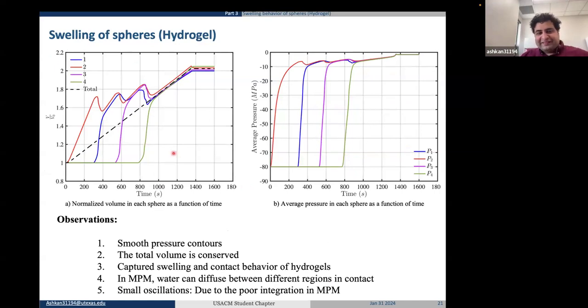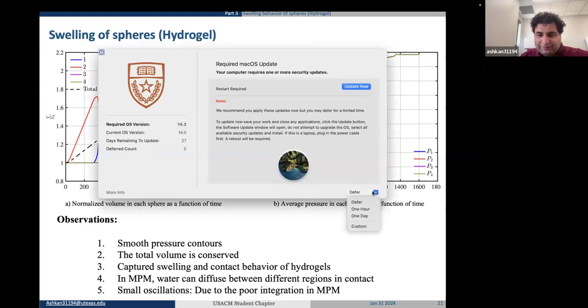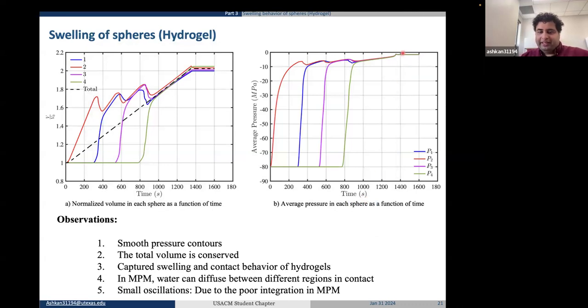This is again the volume as a function of time and average pressure as a function of time. First, volume and pressure start increasing from -80, which is a very dry condition, to something here. This is at the time they start touching each other. They exchange pressure to each other until here. And from this point, they both start swelling. The same thing here, the same thing here, and this is the time we stopped the source term. We saw smooth pressure contours.